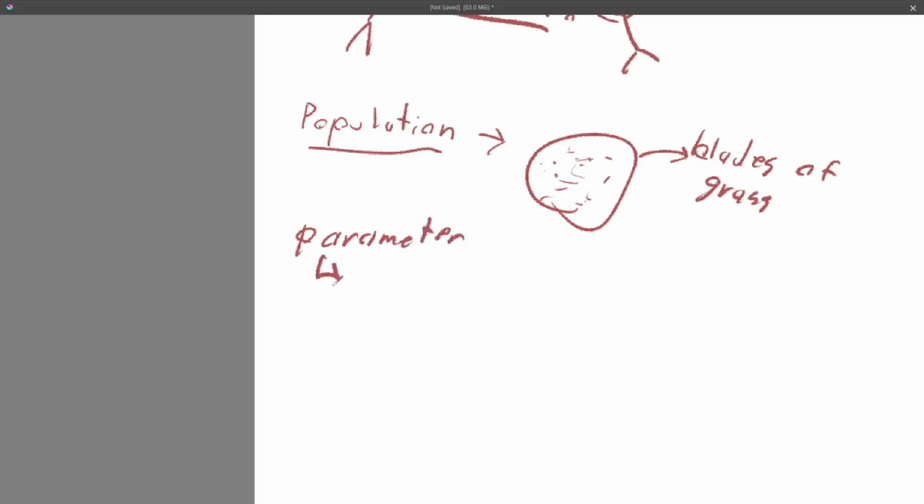A parameter is a type of statistic. What is a statistic? Well, I'm glad you asked. I can spell statistic. Great. So it's basically a number. It tells you about something. In this case, it's telling us about our entire population here. It's a parameter.